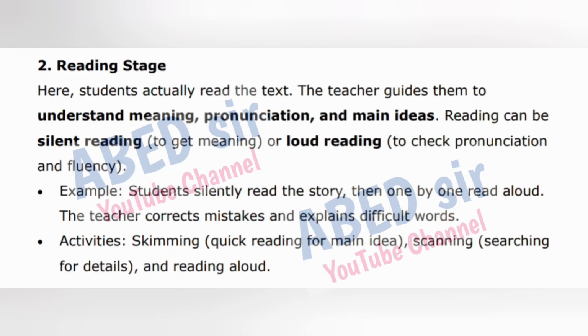2. Reading stage. Here, students actually read the text. The teacher guides them to understand meaning, pronunciation, and main ideas. Reading can be silent reading to get meaning, or loud reading to check pronunciation and fluency. Example, students silently read the story, then one by one read aloud. The teacher corrects mistakes and explains difficult words. Activities: skimming, quick reading for main idea, scanning, searching for details, and reading aloud.